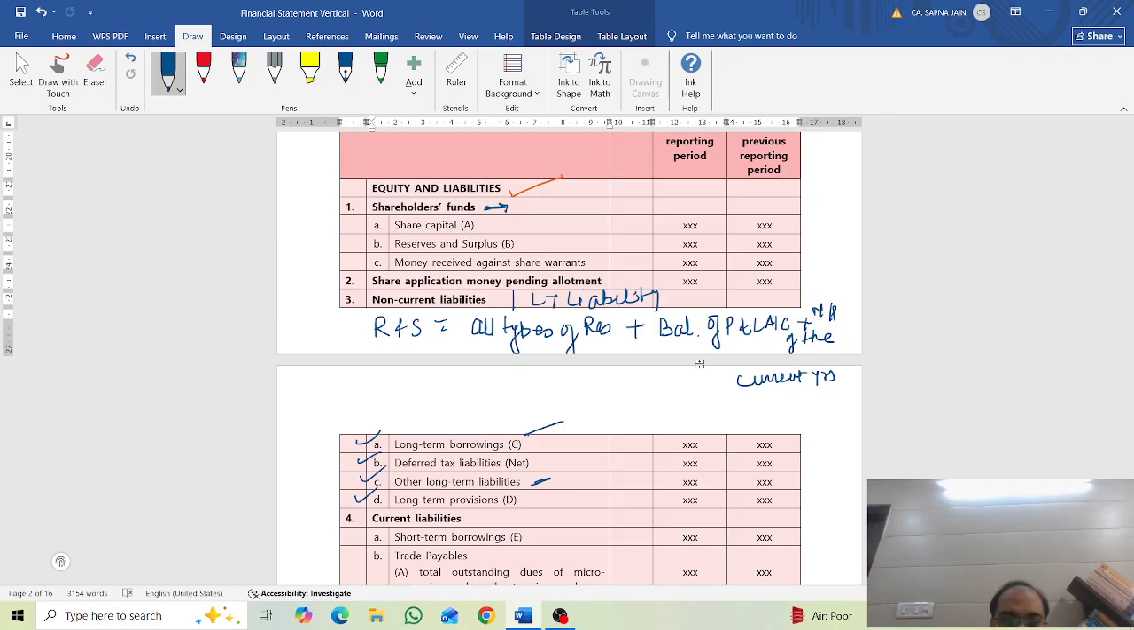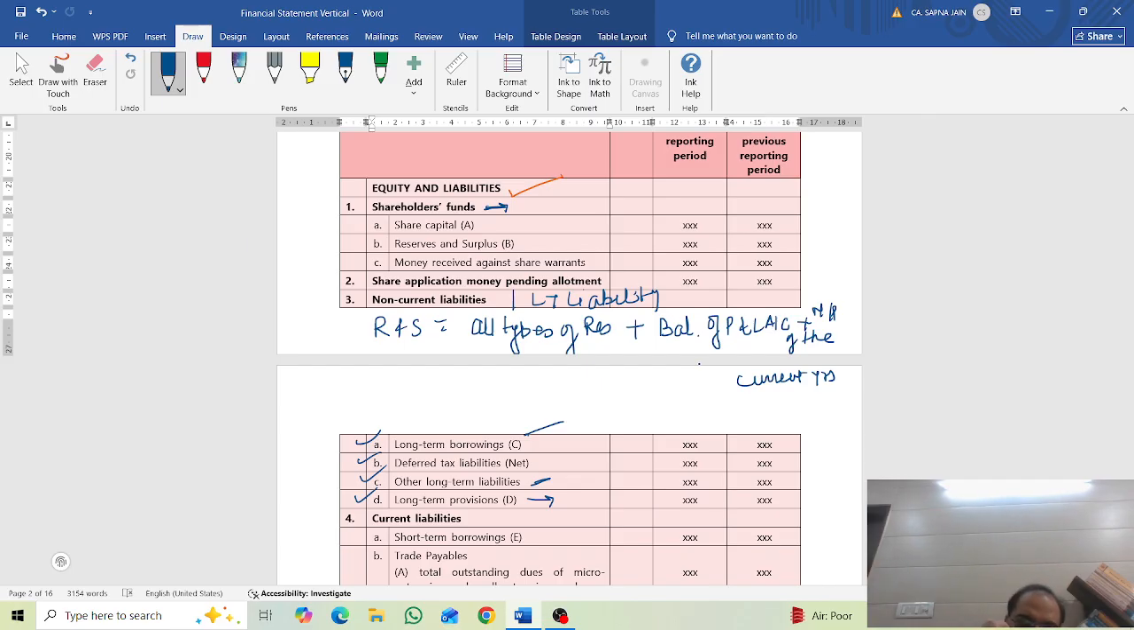And number fourth one is the long-term provision. Now the question is, what is long-term provision? Provision created for a long duration period is called long-term provision. For example, provision for gratuity, provision for leave salary. All are the long-term provision.